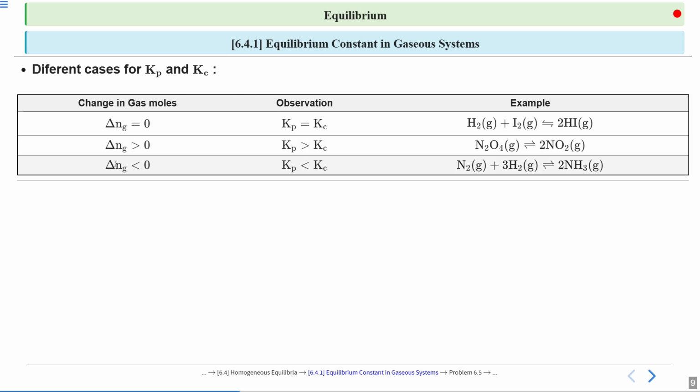Now, I am leaving this third situation to you. Just try this out. See what the change in number of gaseous molecules is, and try to see what the relation between Kp and Kc is. Is Kc bigger or is Kp bigger, depending upon the delta Ng value?